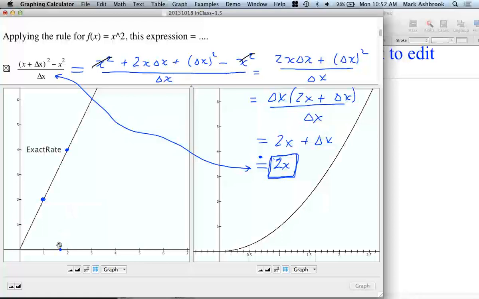So at 1.6, what's the value of our exact rate? 3.2. So we get this. I want you to take a minute to talk with the person next to you and interpret this point in the context of the area of a square. What does the point 1.6, 3.2 mean? Go.